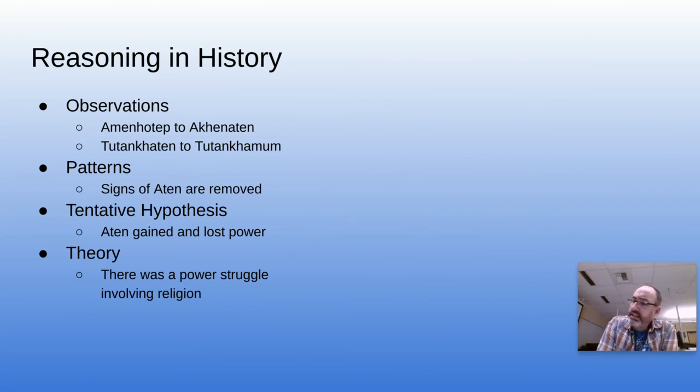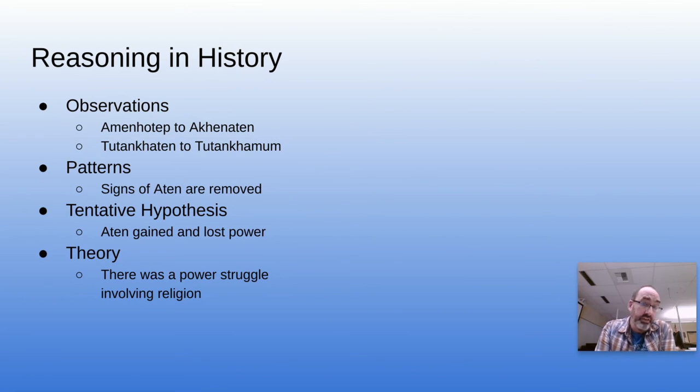Okay, history is based on observations. And so we'll observe something like Amenhotep changed his name to Akhenaten. His son Tutankhaten changed his name to Tutankhamun. Okay, and then we might notice other signs or patterns, like the Aten is removed from a lot of the structures and stories and stuff.